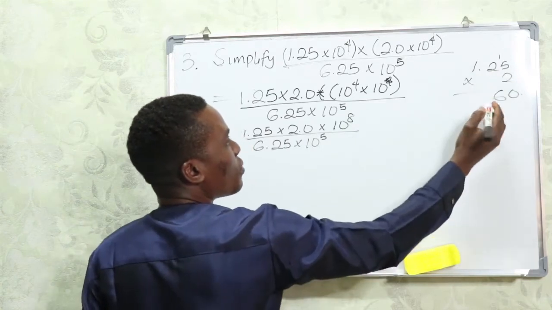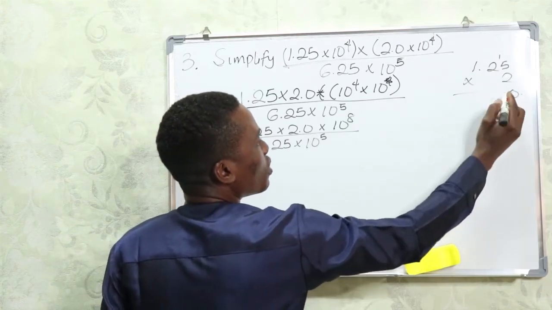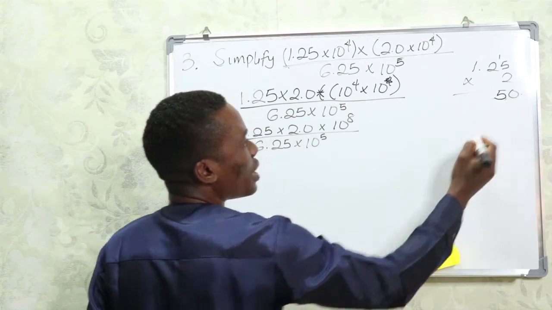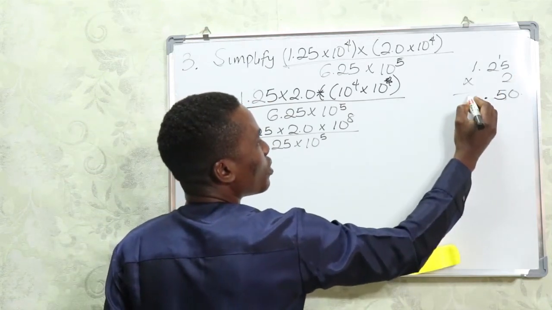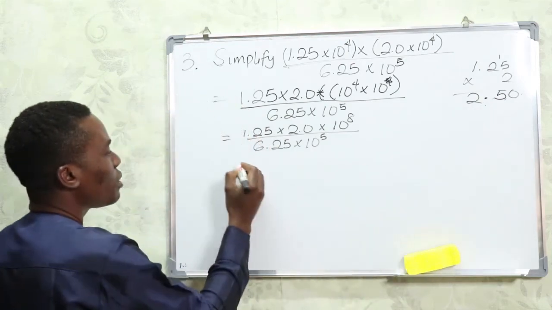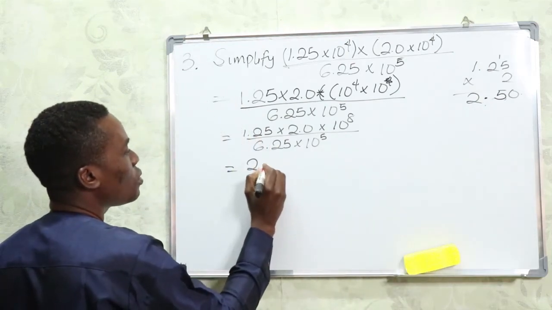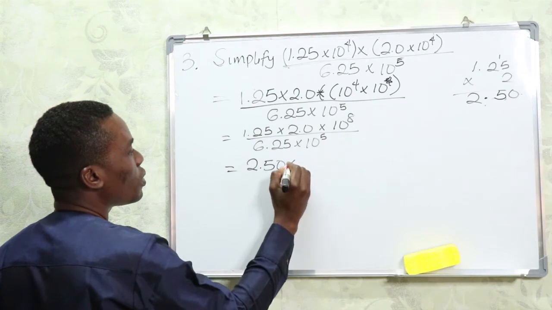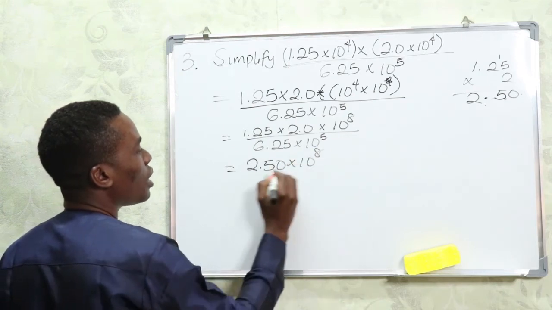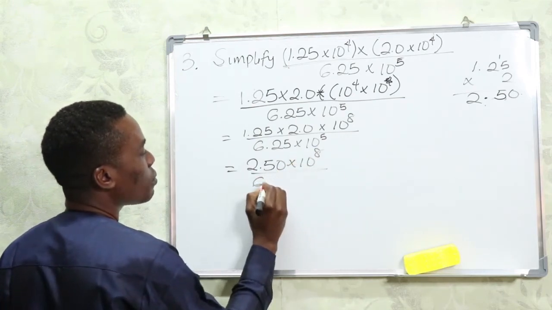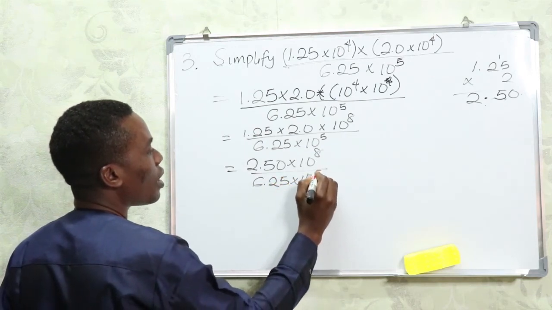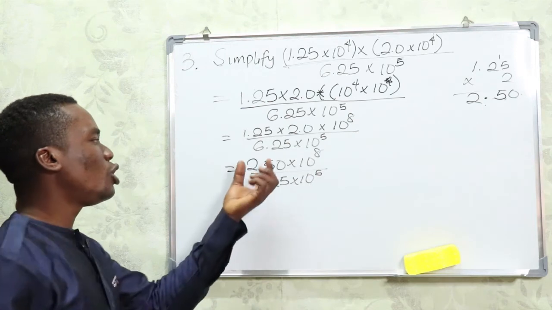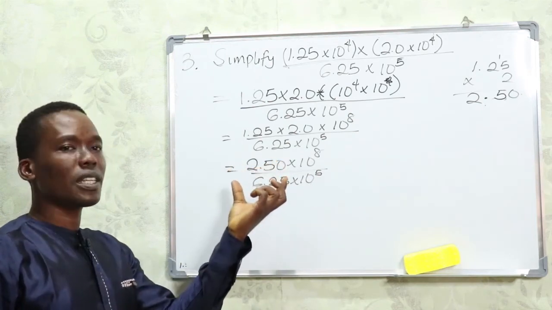This times this will give you 4, right? Good. So we'll have our point. 2 times 1 will give us 2. So this will give us 2.50. So we'll have 2.50 multiplied by 10 raised to the power 8 all over 6.25 multiplied by 10 raised to the power 5. So we need to reduce this value into a standard form.